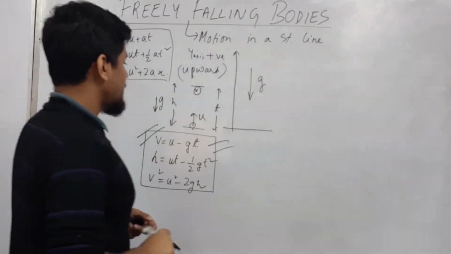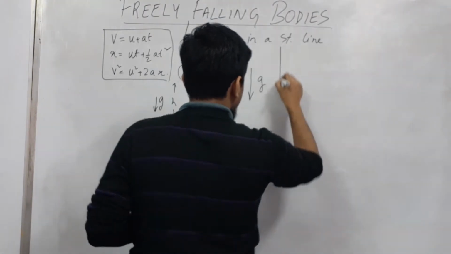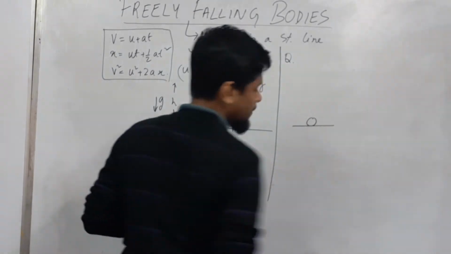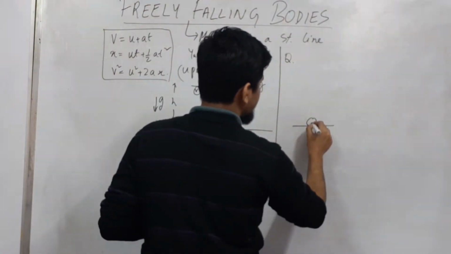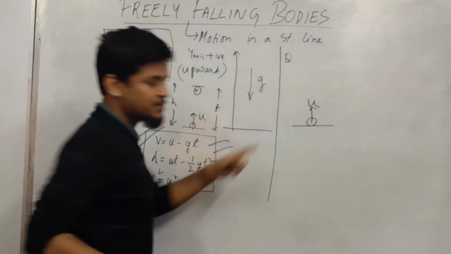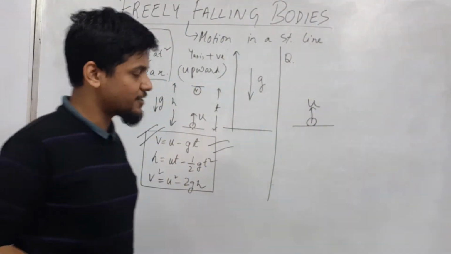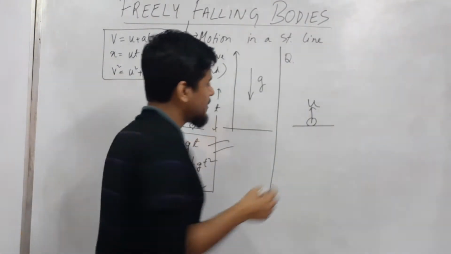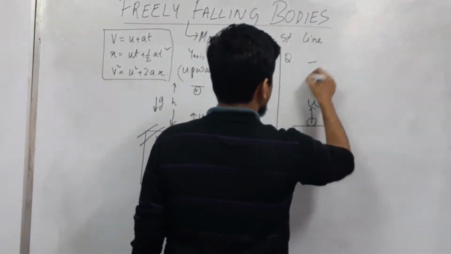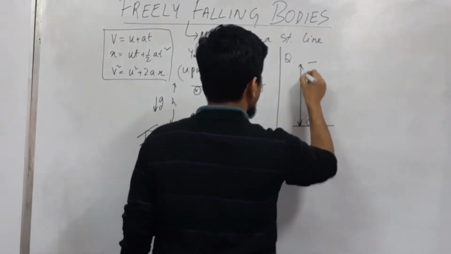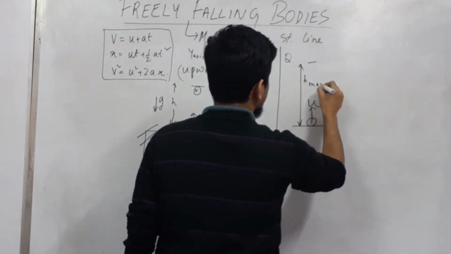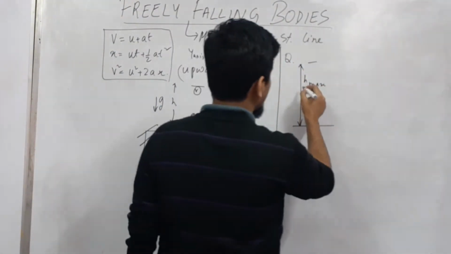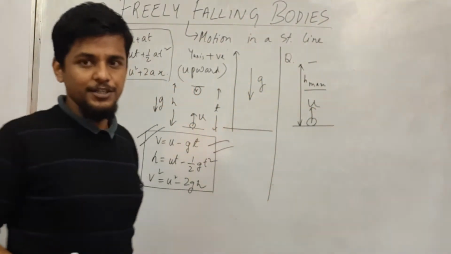So suppose we are given a body over here, and the body is thrown upwards with an initial velocity of u meters per second, and we need to calculate the maximum height that it will reach. Let the maximum height be given by h max, the maximum height that it will reach after which it will fall down. So we need to find out this h max.